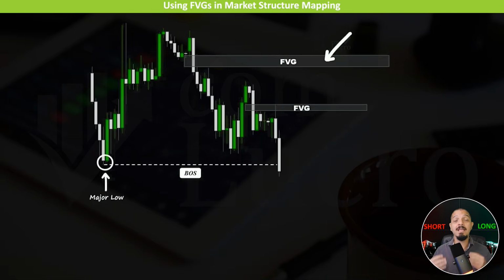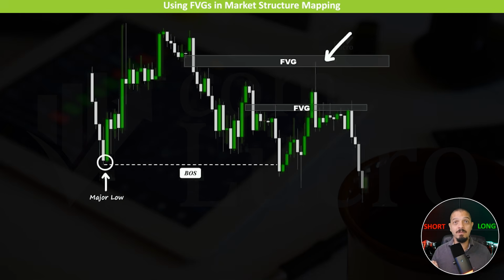Let us see what happens next. As you can see, price pushed back up again and, after filling the fair value gaps, reversed its direction and resumed its bearish momentum.